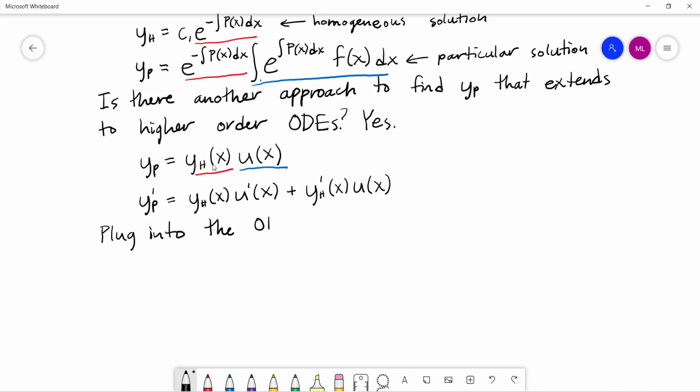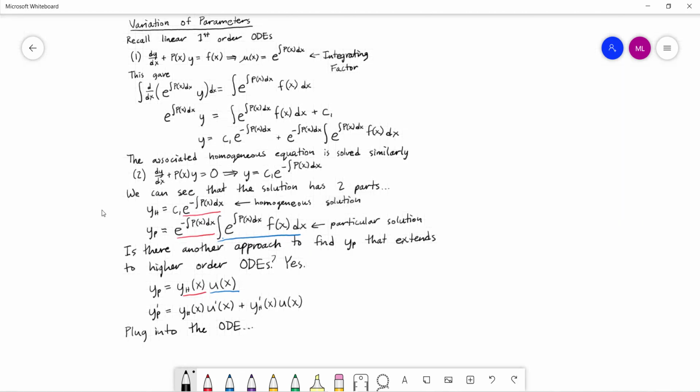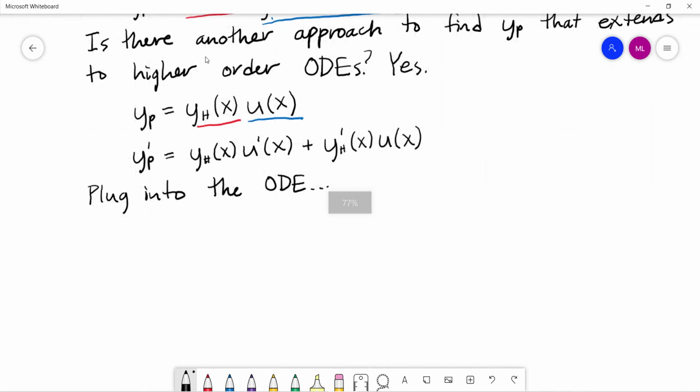And I'm suggesting that we're going to go back and plug into the ODE. So we're taking a guess for the form of the particular solution, and then we're going to go back and plug it into equation 1 here. So when I say the ODE, I specifically mean the non-homogeneous version. Okay, so I'm going to go plug that in.